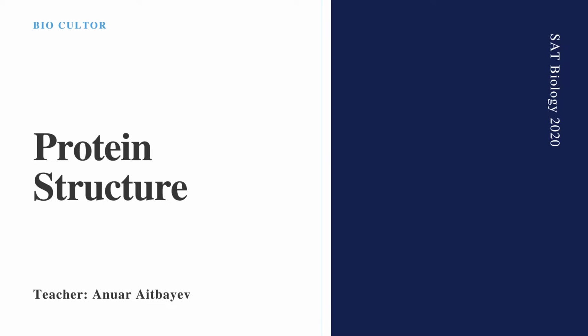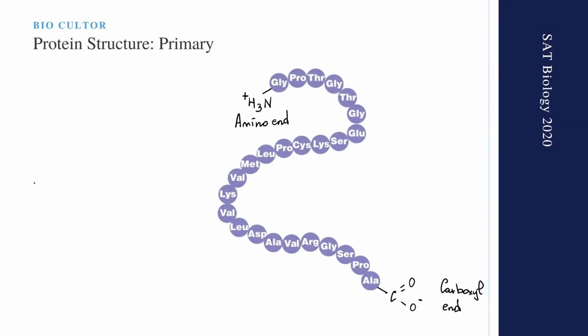Today we'll continue to study the fourth type of macromolecule, namely the structure of proteins. Now the main thing you should remember is that there are a total of 4 types of structures. So let's get started. The first is the primary structure.